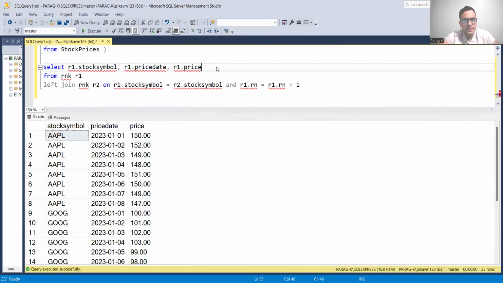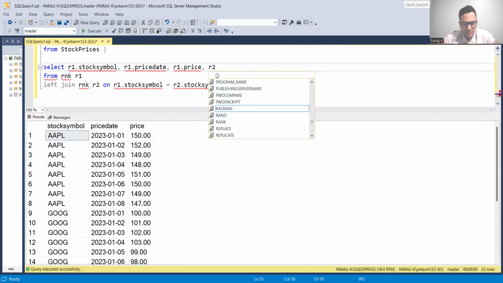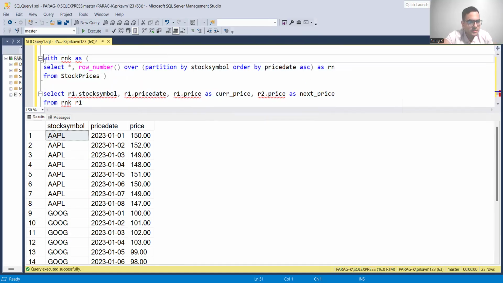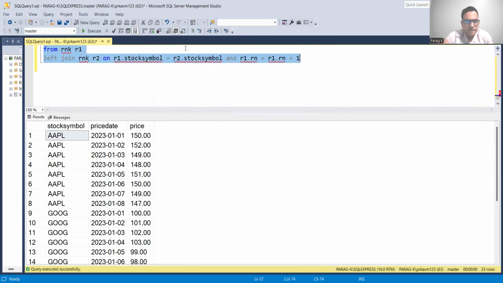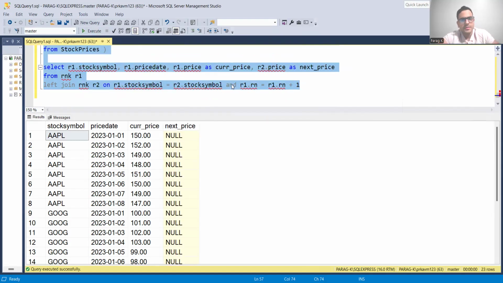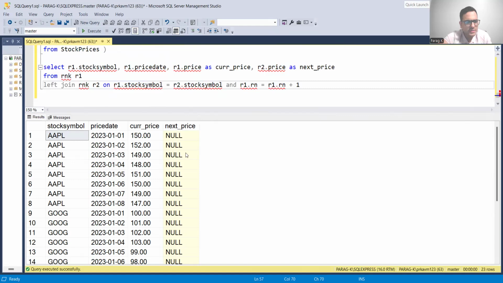No, I need to get the R2 price also. R2 dot price also here, let me write this as current price, as next price. Let me just run this once. Hold up, this is not working out. Hold up, something is wrong with this thing.